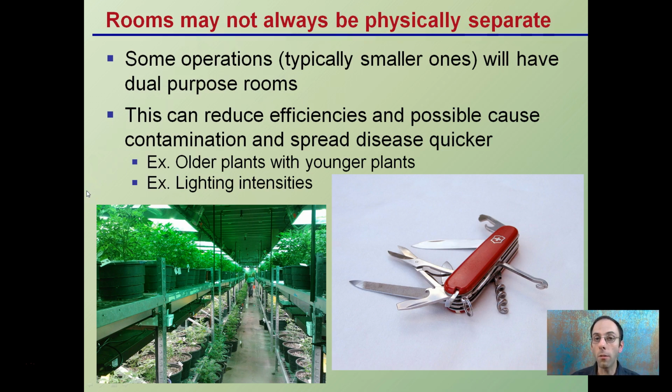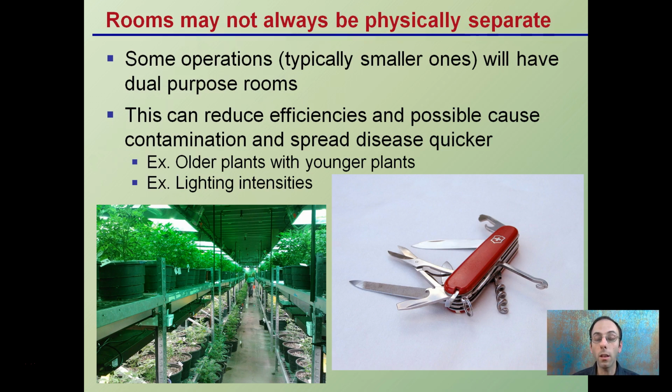Rooms may not always be physically separate, so some operations, and this is typically the smaller ones, will have dual purpose rooms. This can reduce the efficiencies and possibly cause contamination and spread of disease quicker when you have these dual functional rooms, and that's where cleanliness is even more important. Older plants with younger plants, again, those older plants may be sick or can carry diseases, potential insects, and it could infect the younger plants.